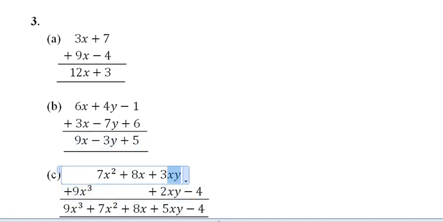So let us continue with the addition. Question number 3a, and remember one thing, that always the like terms should be added or subtracted.